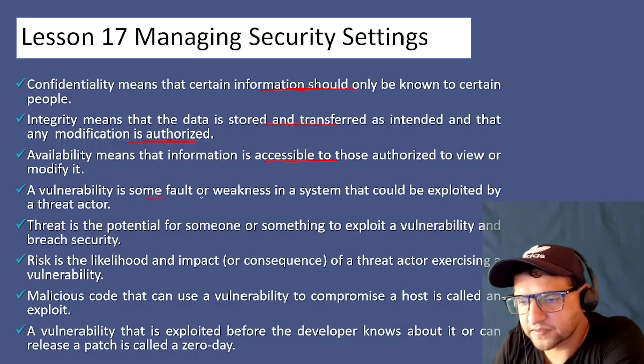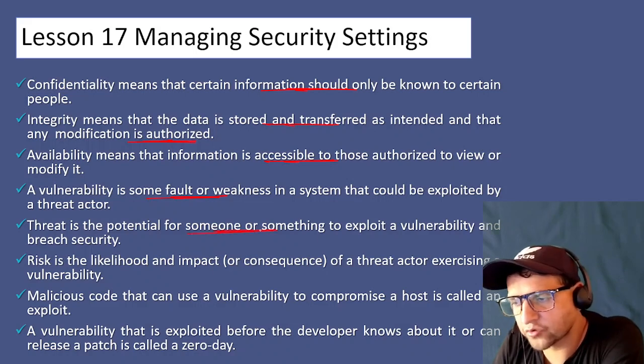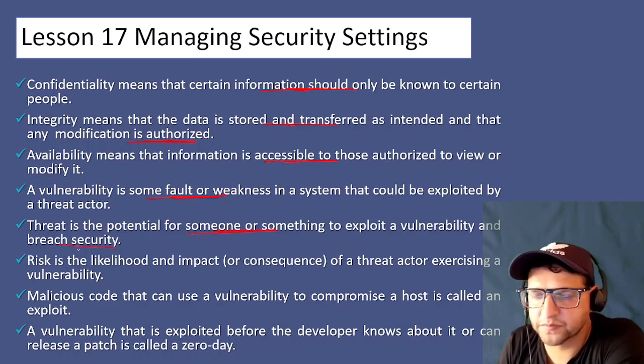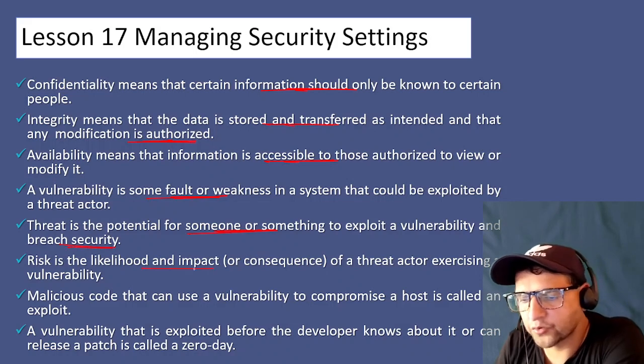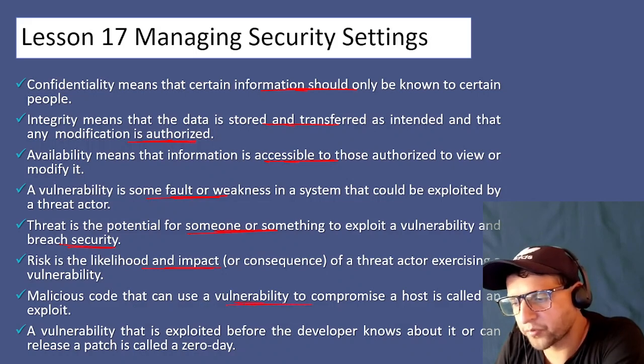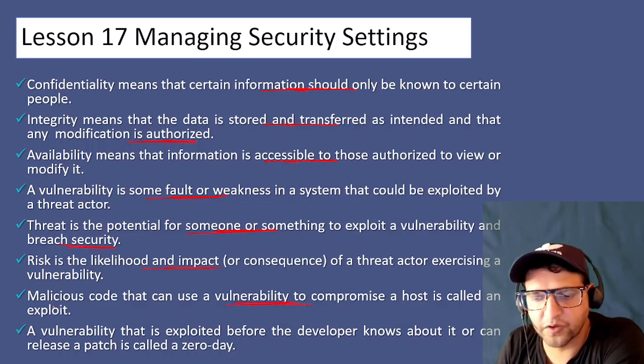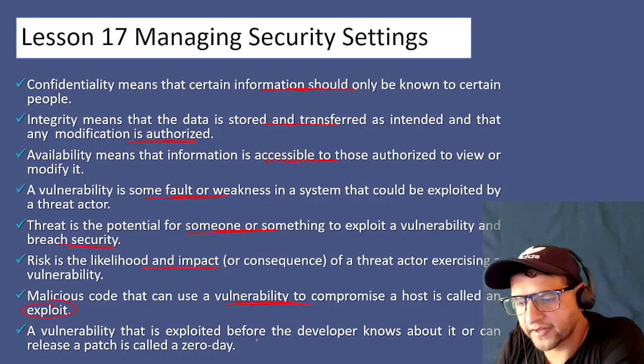Vulnerability is a weakness or fault in a system that could be exploited by a threat actor. Threat is a potential for someone or something to exploit a vulnerability and cause a security breach. Risk is the likelihood and impact of a threat actor exercising a vulnerability. Malicious code that can use a vulnerability to compromise a host is called an exploit. A vulnerability that's exploited before a developer knows about it is called a zero day.